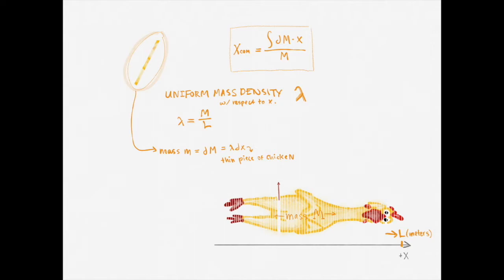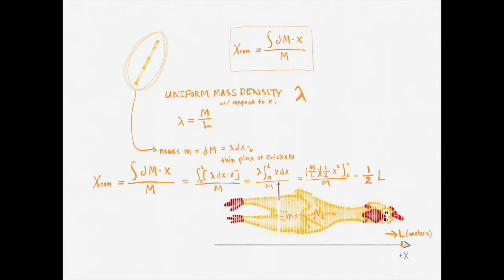piece of chicken. Now that we know dm, we can simply plug it into the equation for location of center of mass and solve. So what we get is the integral of dm times x, which is the location of that piece of mass, over the total mass of the chicken. It's also equal to the integral of lambda dx times x over M, where we just plugged in the value of dm that we solved above. And we're integrating this from 0 to L, since we are adding up all the small masses from the toe of the chicken all the way to its head. Then the answer that we get is 1/2 L, so the position of center of mass is exactly at half the length of the chicken.